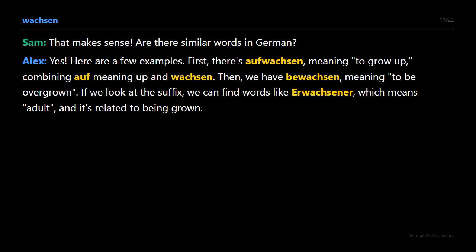Yes. Here are a few examples. First, there's aufwachsen, meaning to grow up, combining auf, meaning up, and wachsen. Then, we have bewachsen, meaning to be overgrown. If we look at the suffix, we can find words like Erwachsener, which means adult, and it's related to being grown.